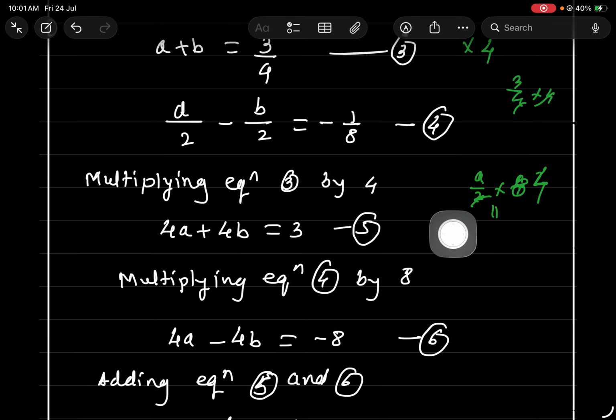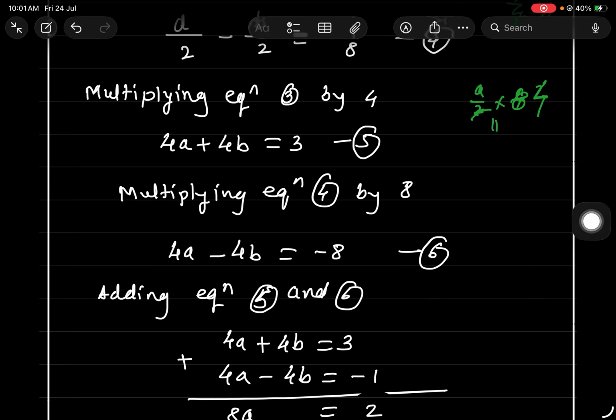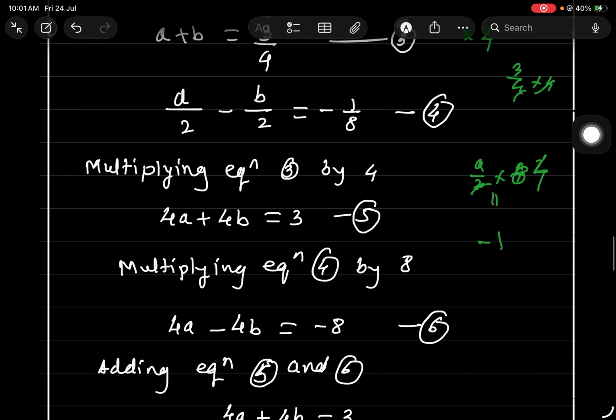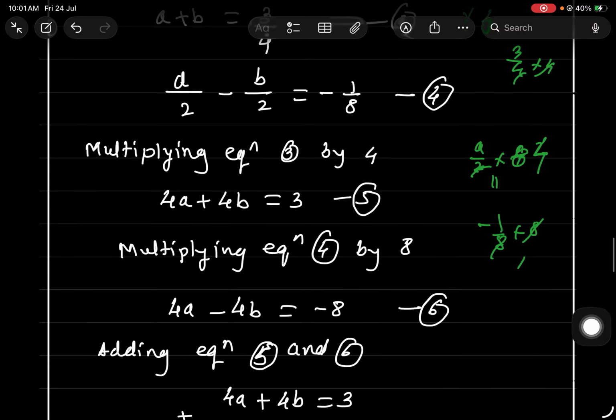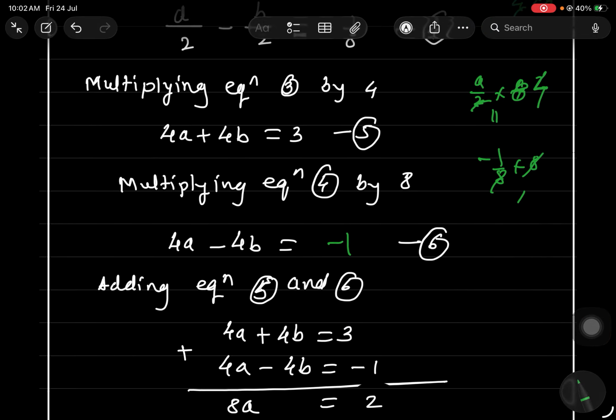Here multiplying by 8, minus 1 upon 8 multiplied by 8, so 8 ones are 8, so you will get minus 1. So here you will get minus 1 actually. Okay, then adding equations 5 and 6. Your 5 is written here, this is 5 and this is 6.